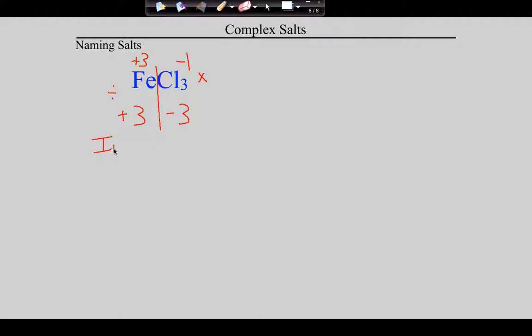So when we write the formula, this would then be iron 3, and then chlorine, just like last time, becomes chloride. So this salt would then be called iron 3 chloride. Notice the 3 does not mean that there are 3 irons. There aren't. There's only 1. The 3 means that that iron ion has a charge of +3.